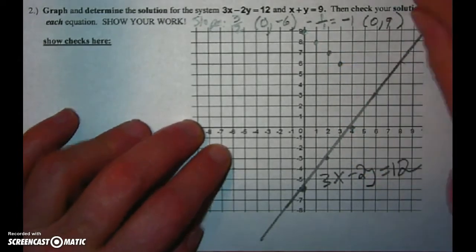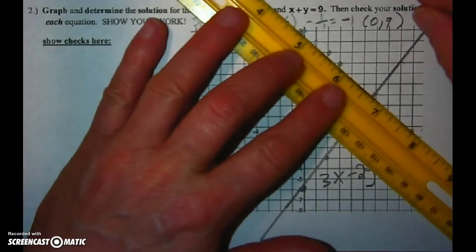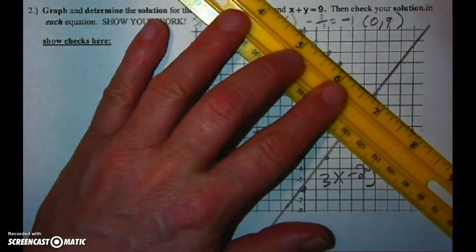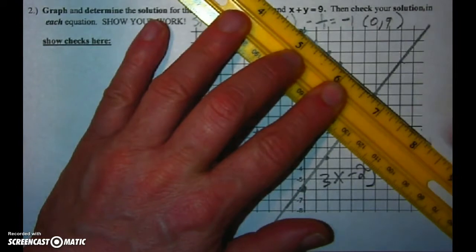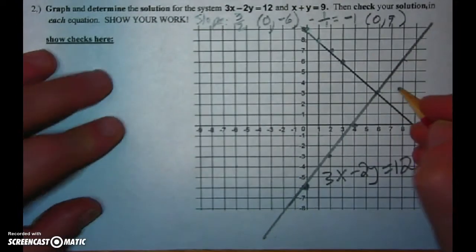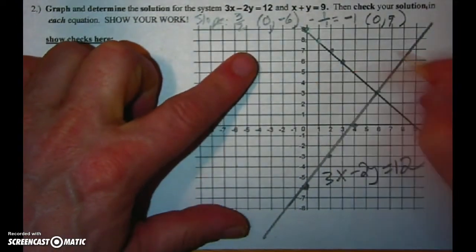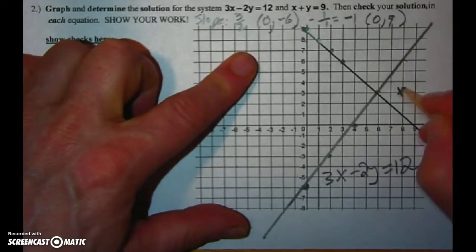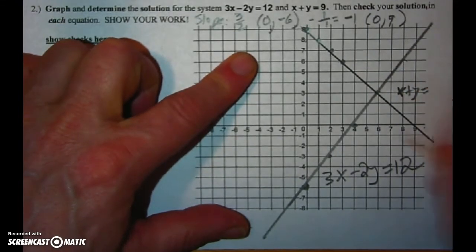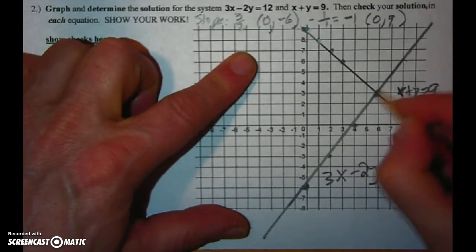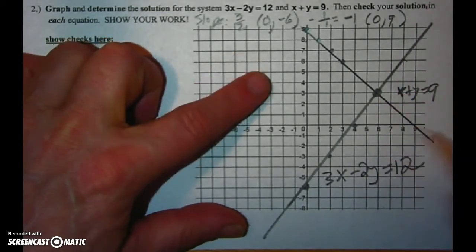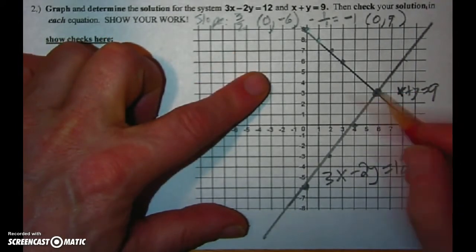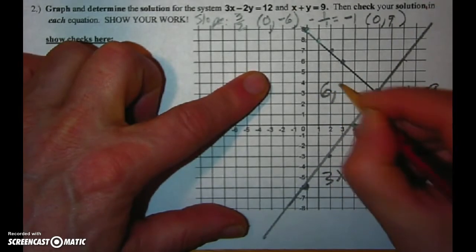Okay, I think we've got enough points. Let's graph. Over 1, down 1, over 1, down 1, over 1. There we go. So let's put in our second equation. X plus y equals 9. And our point of intersection is right there. And that point is at 6, 3.